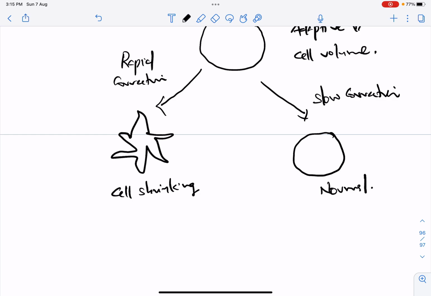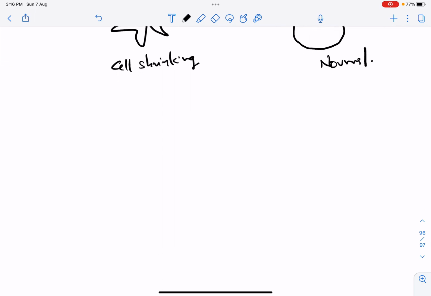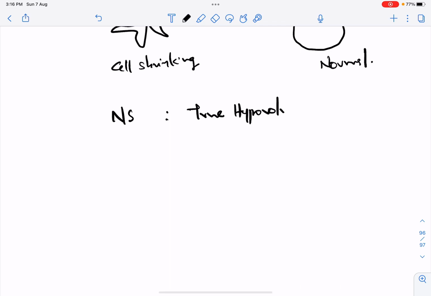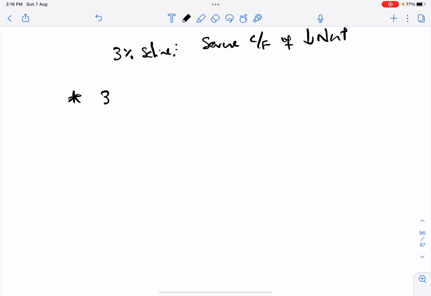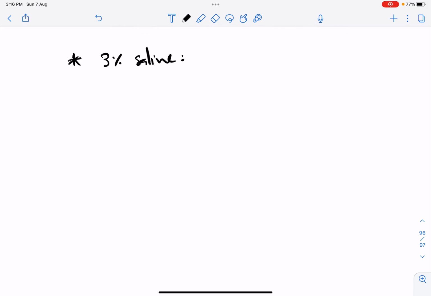Now, how to correct the hyponatremia? As we already said, we can use NS, normal saline, 0.9% saline for patients with true hypovolemia and hyponatremia. But if there are symptoms of severe clinical features of hyponatremia, we can give 3% saline. Now, how to correct with 3% saline? Using 3% saline, how to correct the sodium deficit?